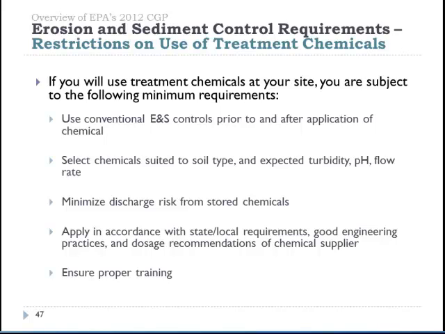The chemicals also need to be applied in a manner consistent with state and local requirements, with good engineering practices, and if the chemical supplier has dosage recommendations, to apply consistent with those recommendations. And lastly, to ensure that the personnel using and applying those chemicals on site have the appropriate training.